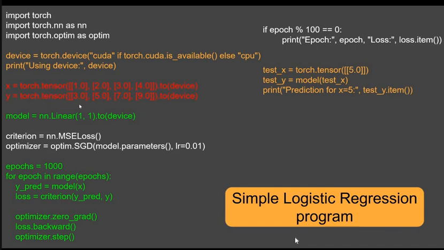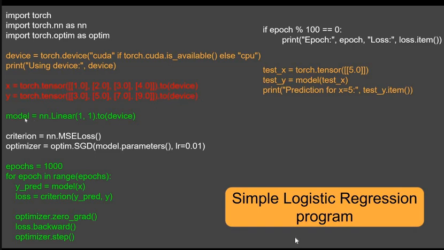And y is equal to torch.tensor. These are the outputs of the equation that I am trying to teach the computer. Basically what this means is, if x is equal to 1, y is equal to 3; x is equal to 2, y is equal to 5; x is equal to 3, y equals 7. So basically this equation is 2x plus 1 equals y, and I have given the values here according to that equation. And I'm sending this to the device.